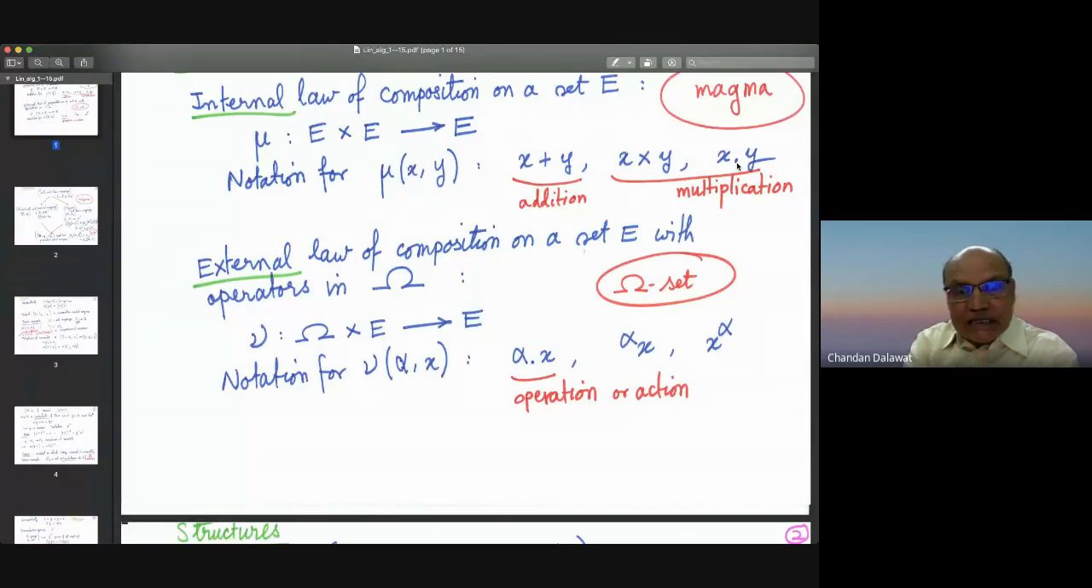But if your set E is there, there can be what are called external laws of composition. So for that, you have an auxiliary set, omega. This letter here is omega.